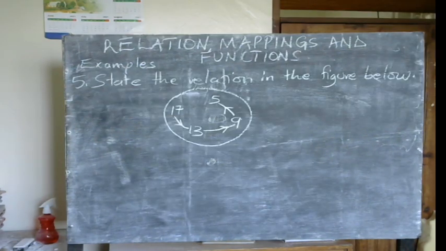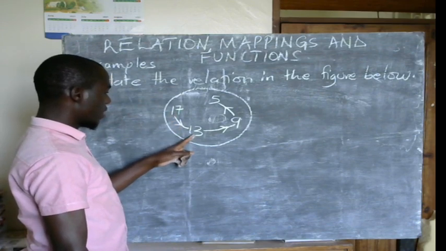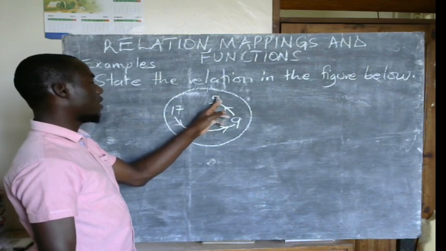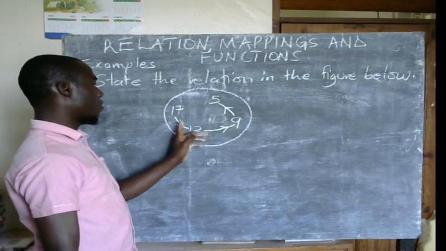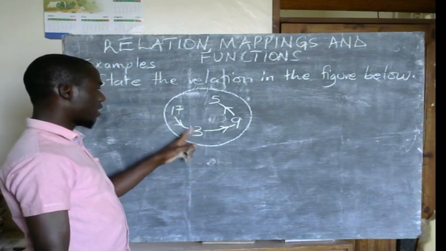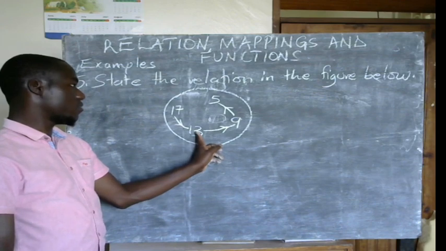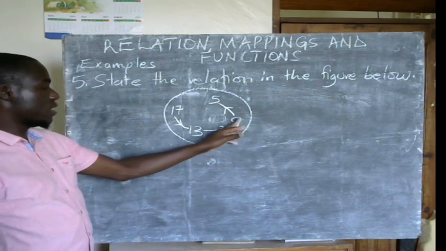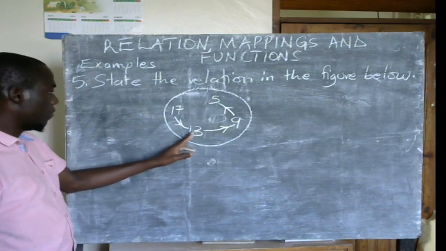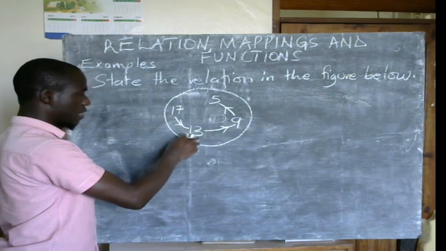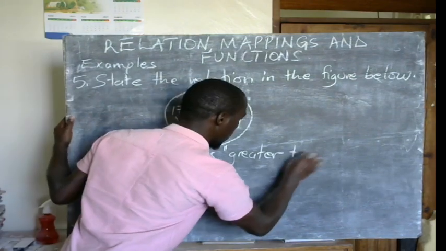Example 5: state the relation in the figure below. We need to look at the elements in that figure, then you find out what the relationship is. The arrows are from 17 to 13, then 13 to 9, then 9 towards 5. When I subtract 17 minus 13, that is 4. The difference between 13 and 9 is also 4, and the difference there is also 4. So that means 9 is greater than 5 by 4, 13 is greater than 9 by 4, 17 is greater than 13 by 4. So the relation is greater than by 4.